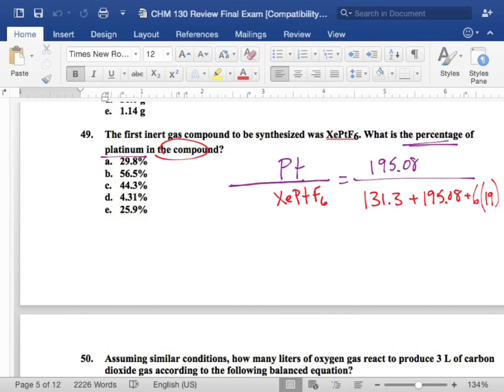One common mistake, students tend to leave the platinum out of the bottom. So what you would be solving for is the amount of platinum in xenon hexafluoroplatinate. Is there any platinum in xenon hexafluoride? No. You have to include the platinum. Otherwise, it's zero. Make sense?